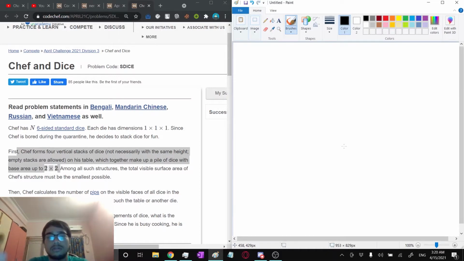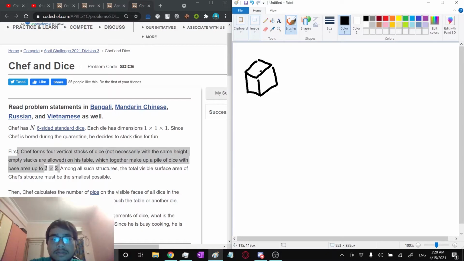So what basically the question is saying is, there's a dice. It has six sides of dimensions 1 x 1 x 1. And the chef decides to stack it. First, the chef forms four stacks of dice, and the base area is covering a dimension of 2 x 2.